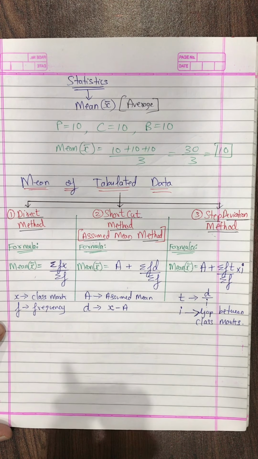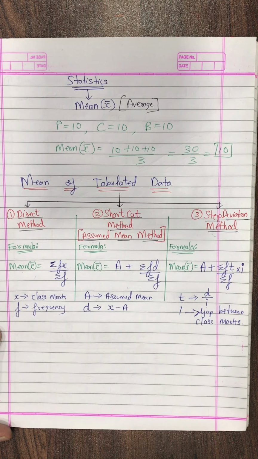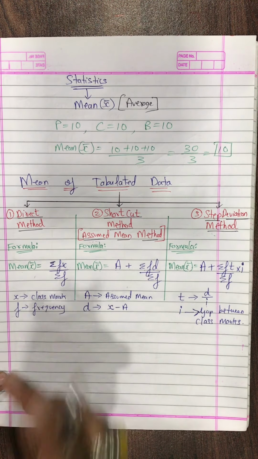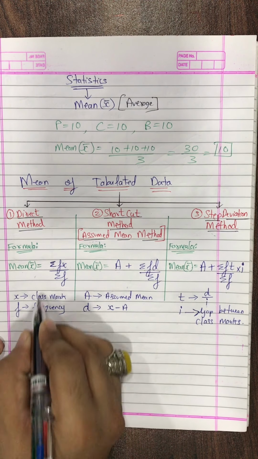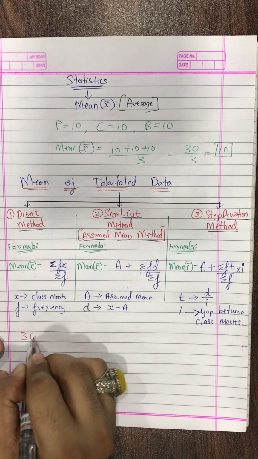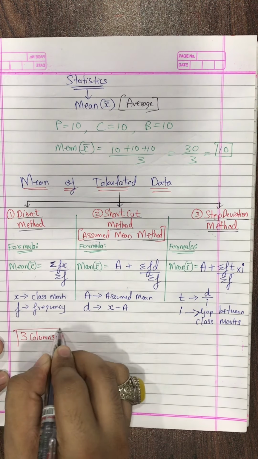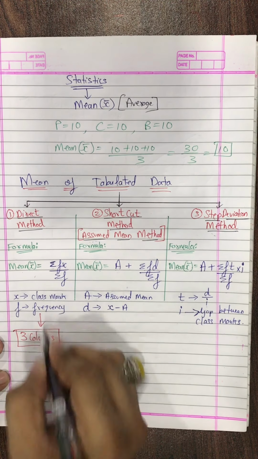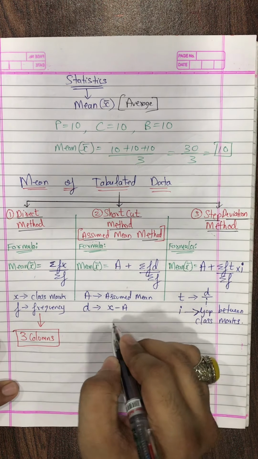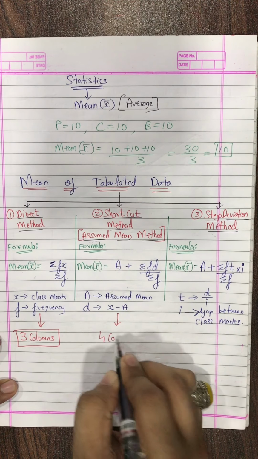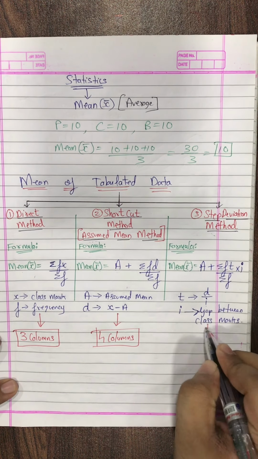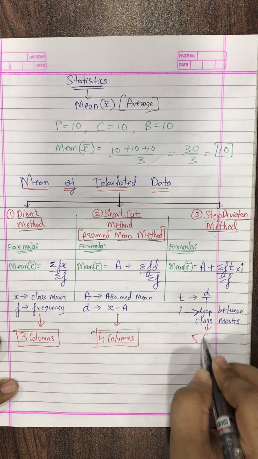One most important thing I want you all to remember over here is, pay attention please. Memorize this fact: first of all you should know the formula, and you should know that when you apply the Dirac method, you will have 3 columns. Please memorize this. You'll have 3 columns in your answer. So the Dirac method has 3 columns, like this you memorize. The shortcut method will have 4 columns. And the step deviation method will have 5 columns.